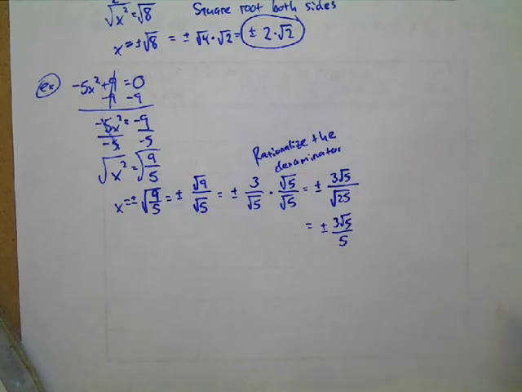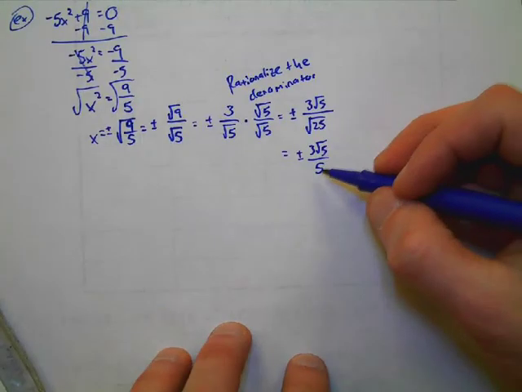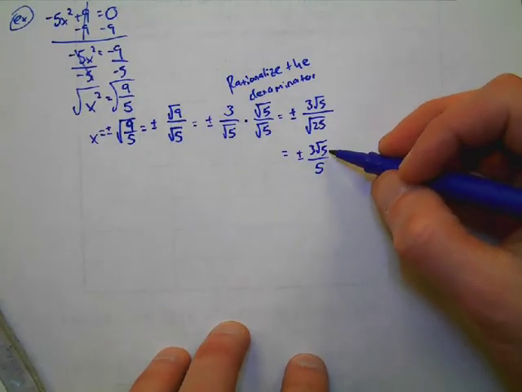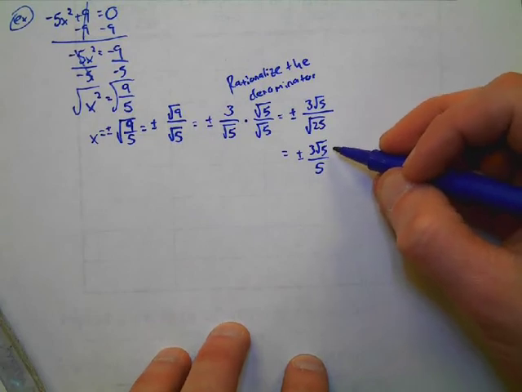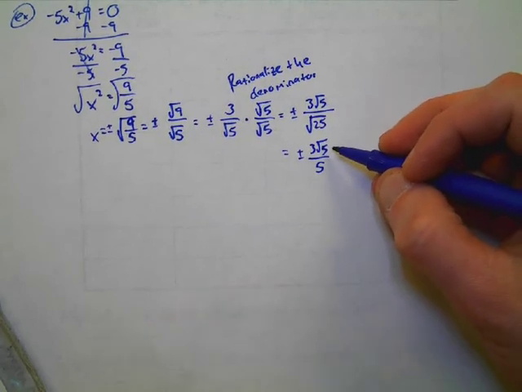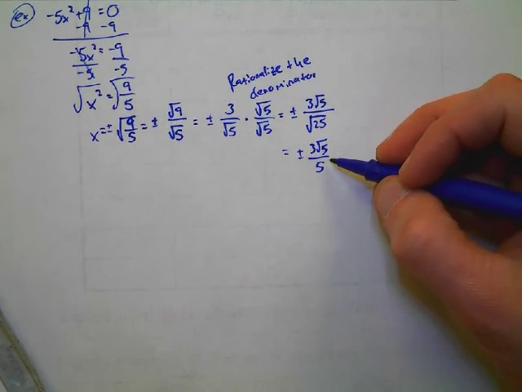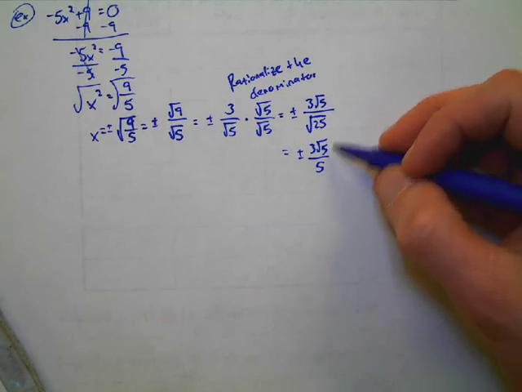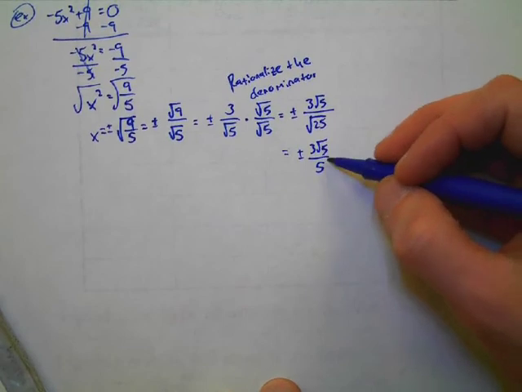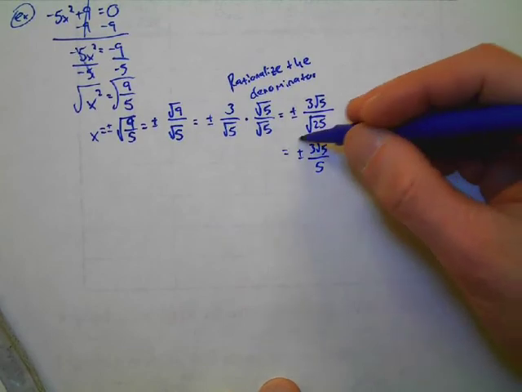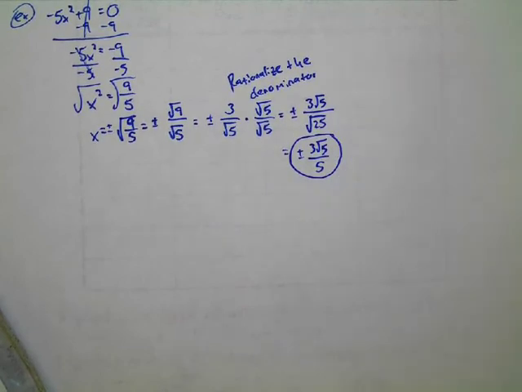Can I simplify this 5 and this 5? Can I cancel these two out? No. Why not? They're not the same. Why aren't they the same? They're both a 5, but what's the difference between the two? One's the square root of 5, one's just 5. So these are not the same. We can't cancel those out. So we're just going to have to stop right there. There we go.